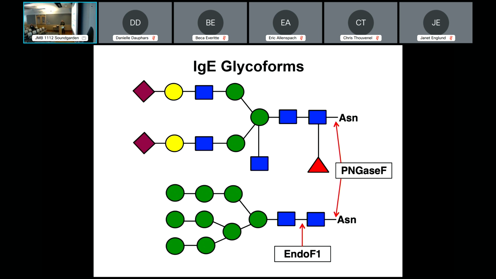And so we could interrogate what the conserved glycan was doing using different glycosidases. PNGase F will cleave all N-linked glycans. Endo F1 will cleave only oligomannose glycans, and it cleaves between these two different GlcNAc residues.